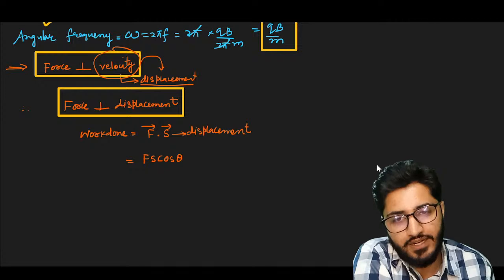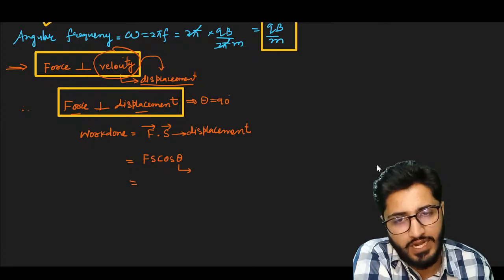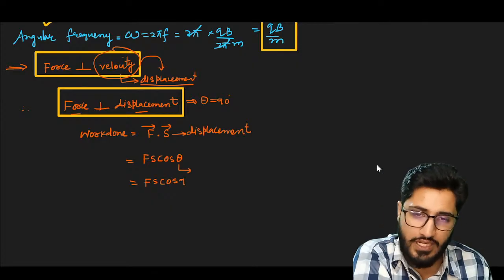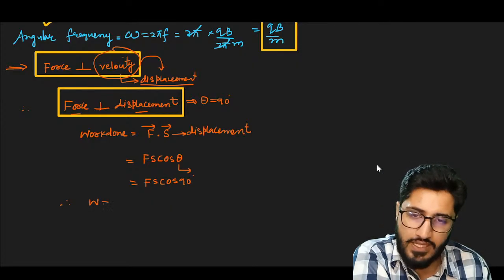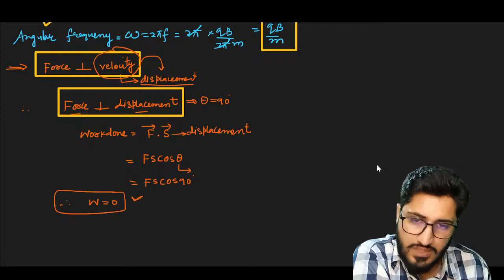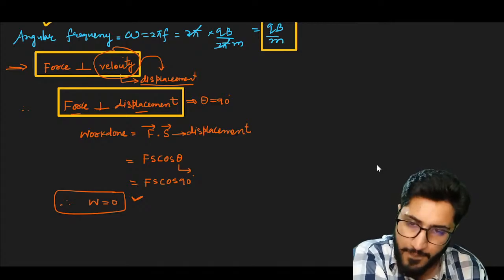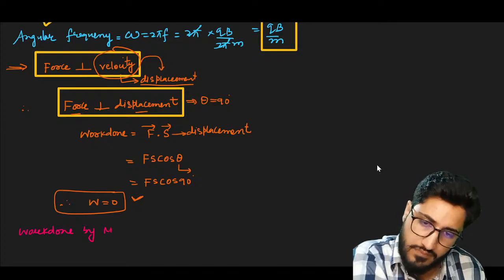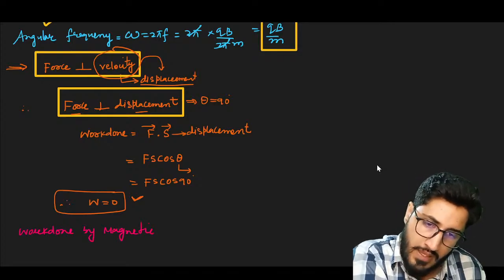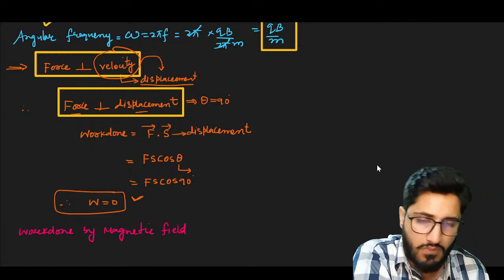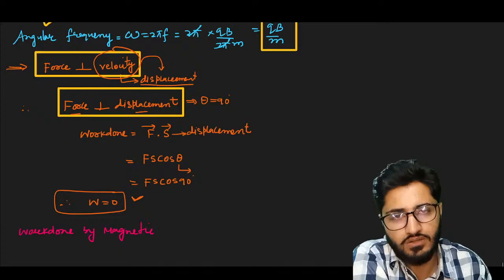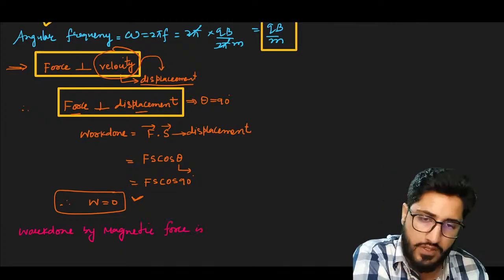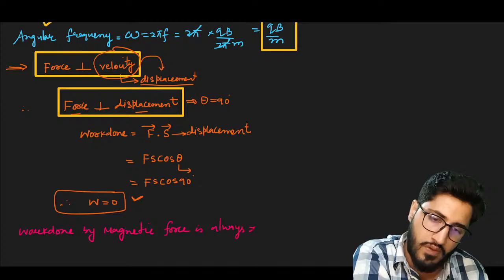Now, what is theta? If force and displacement are perpendicular, theta is 90 degrees. So I can write F s cos 90, and cos 90 is 0. Therefore my work done came out to be 0. So this concludes that work done by the magnetic field, or more accurately the magnetic force, is always 0.